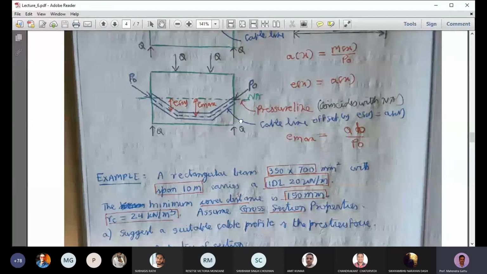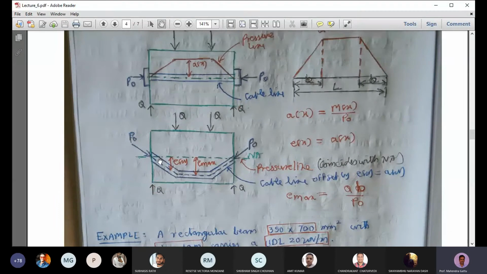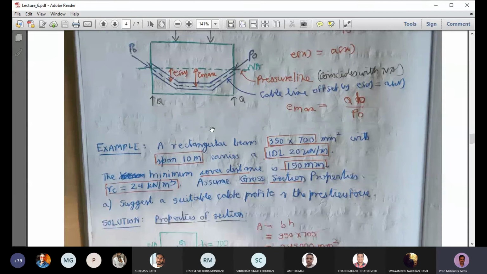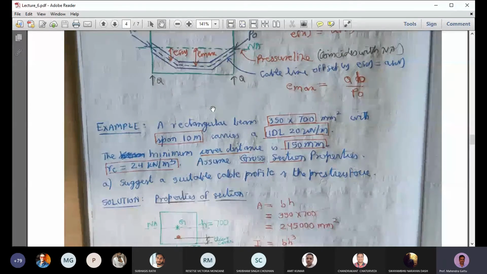What will happen if you have a cable like this and we apply that pre-stressing force? Under the action of these external loads, there will be no sagging. The beam will be perfectly straight, but it will be in a state of pure compression, equal to P naught by A. A represents the gross area of the section. We'll do one simple example, and then I'll take a small break and come back.